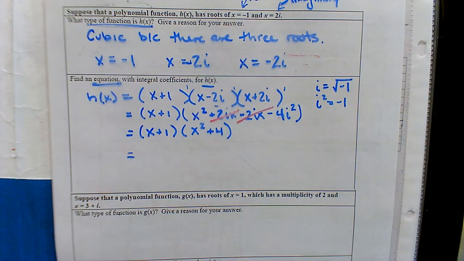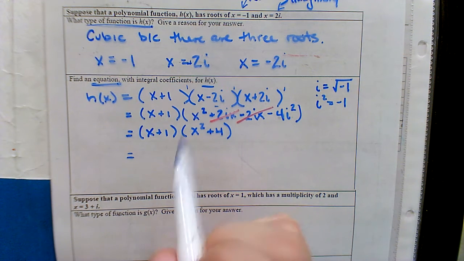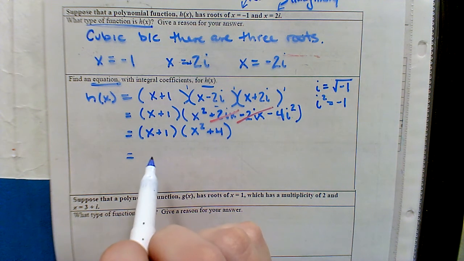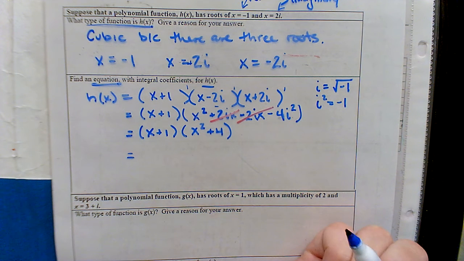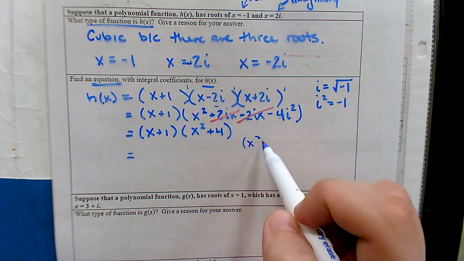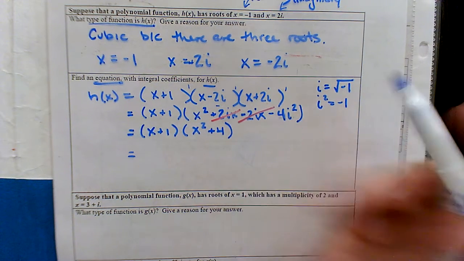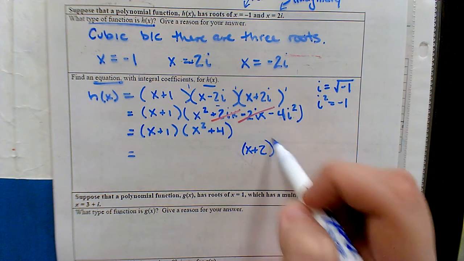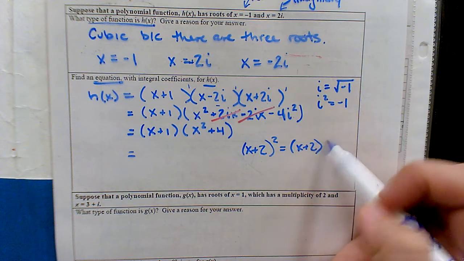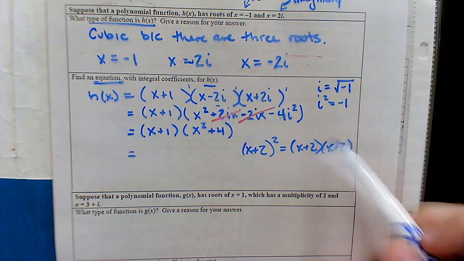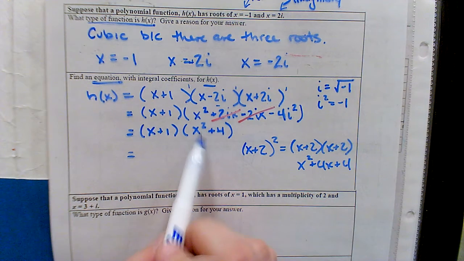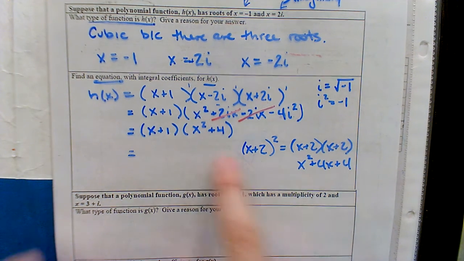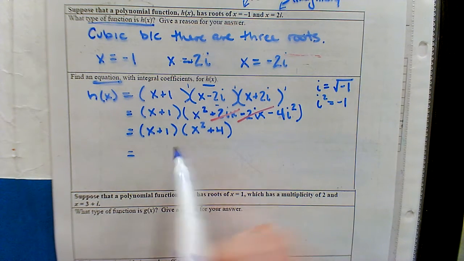Can we keep multiplying? Go ahead, Marie. You can change x squared plus 4 to x plus 2 squared. So you know that it would have a multiplicity too. Not quite. It doesn't exactly work that way, because if you do x plus 2 squared, that means you have x plus 2 times another x plus 2. And if you go through the distribution process, you're going to end up with an x squared plus 4x plus 4. This one doesn't have that middle term. But I understand where that came from. Okay, we're going to keep multiplying though.